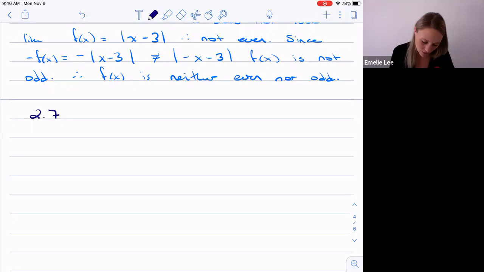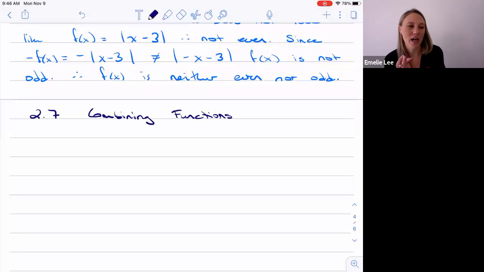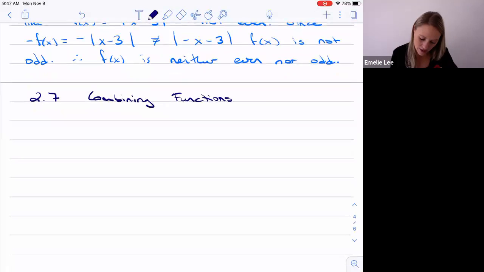2.7 is on combining functions. Combining functions. So combining functions, we can take two functions, 2 or 3 or 4. We can take as many functions as we want, and we can create new functions by combining them, right? And so the simplest form, we can add, we can subtract, we can multiply, we can divide functions. So those would be pretty simple combinations. Okay.